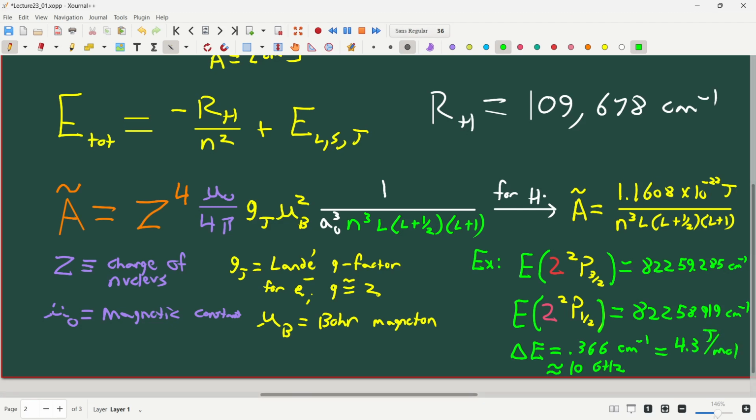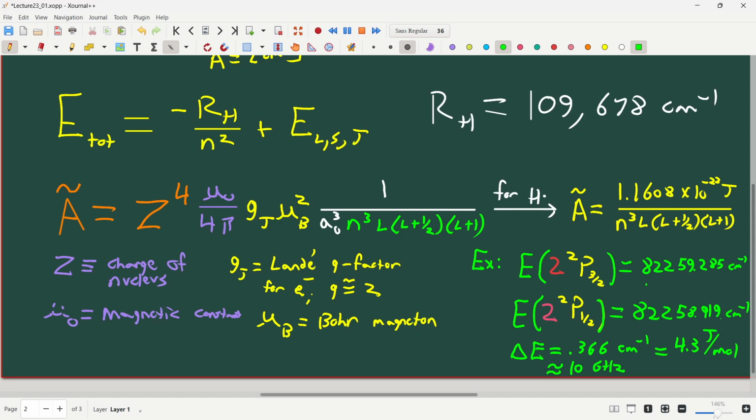For the E22P sub 1/2, is that 8? 2258.9. 8228, sorry. 82258.919. Yeah. 4.3 joules per mole. So they changed by a very, very small amount, okay? So let's take this number and calculate the spin-orbit coupling constant for hydrogen, for this state. What is the actual number for A in this situation?